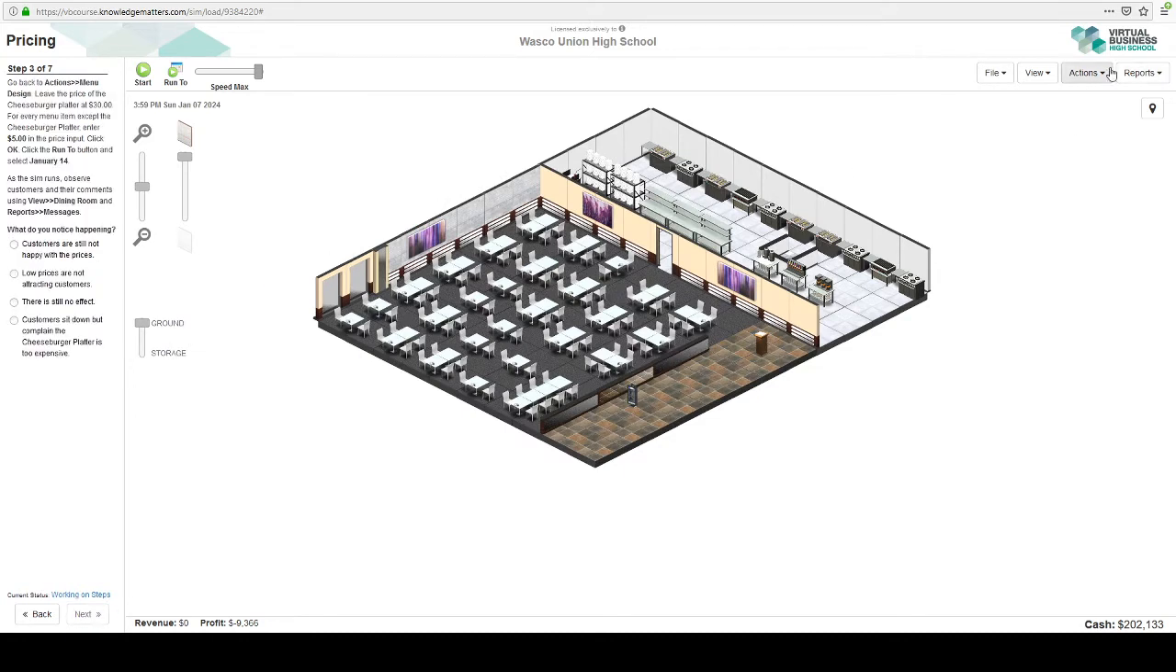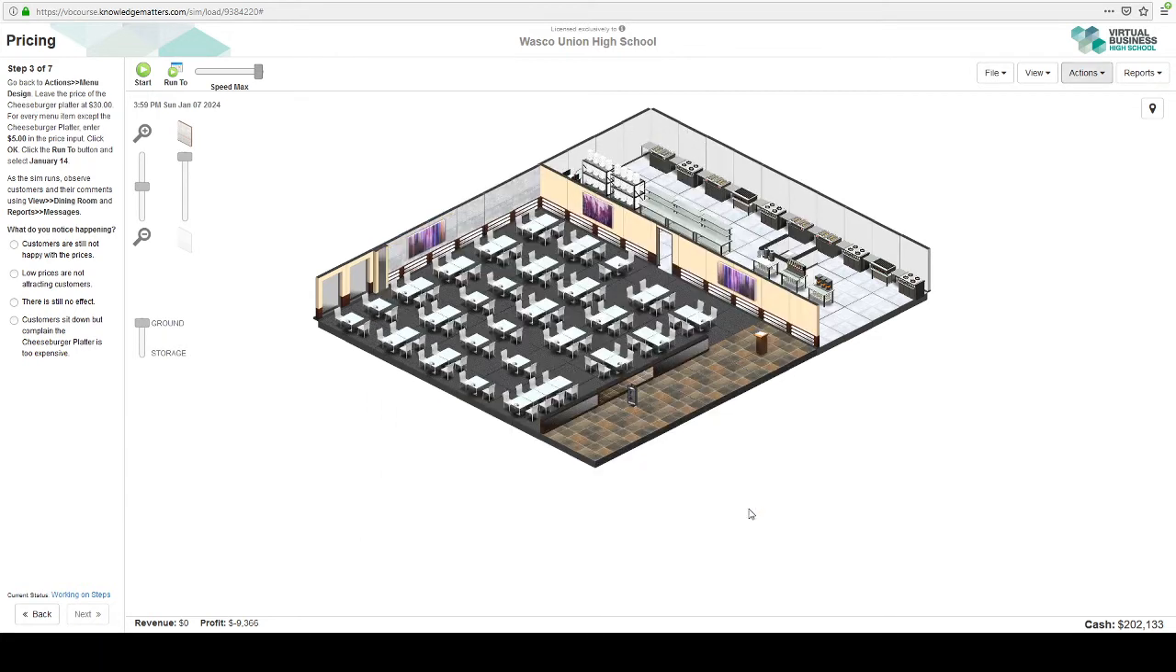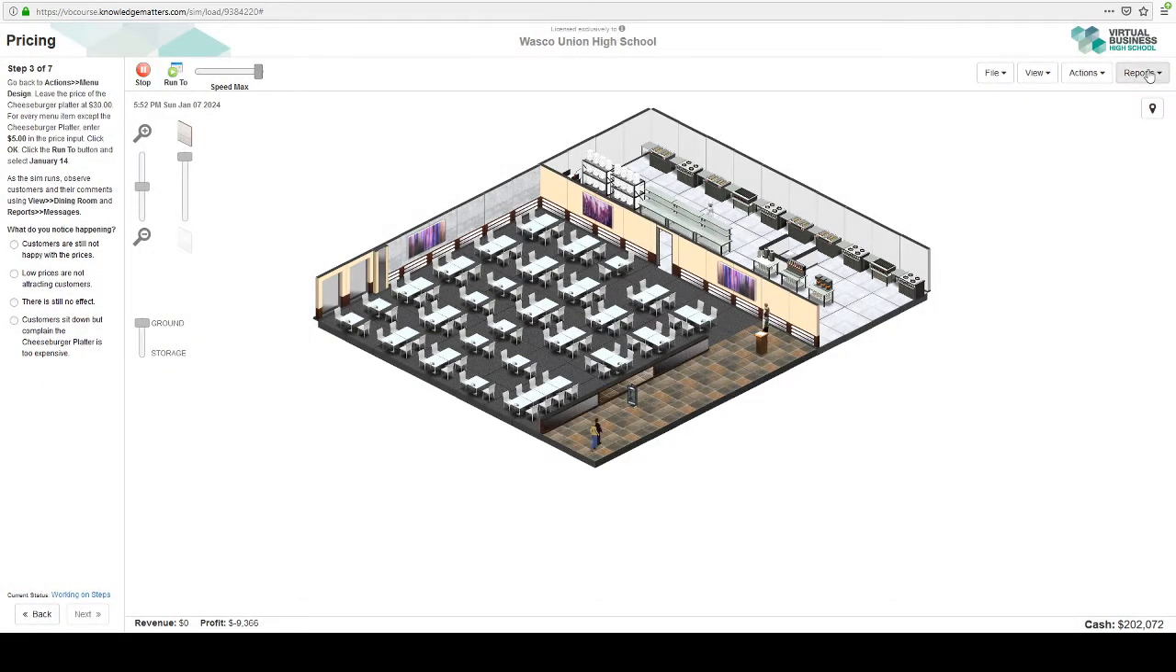Go to Actions, Menu Design. Okay, so we're going to leave the cheeseburger platter at $30, but everything else we are going to drop down to $5. Play around with these prices. Okay, and now we're going to run the sim to January 14th. And let's take a look at the comments and see if anything changes.